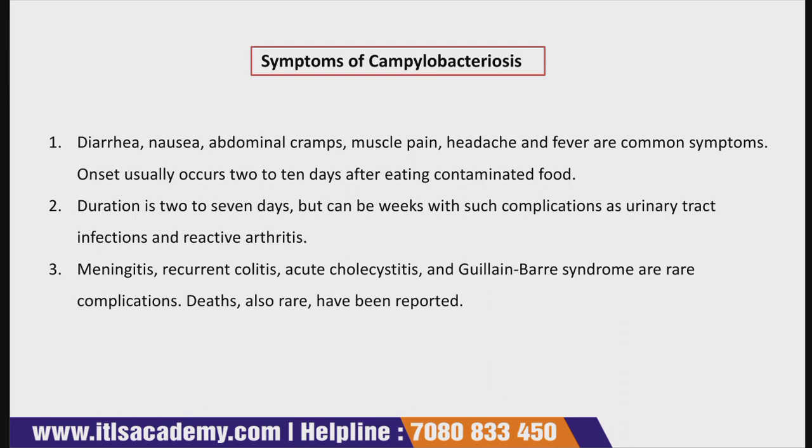The duration is 2 to 7 days, but it can be complicated by urinary tract infection and reactive arthritis. Meningitis, recurrent colitis, acute cholecystitis, and Guillain-Barré syndrome are rare complications. Deaths have also been reported, but are rare. This is not as severe as Salmonella species, but the symptoms still last for 2 or 3 weeks, and it is always recommended to eat fresh food and consume food that is properly cooked. Do not consume raw milk, because of course it has lots of bacteria.